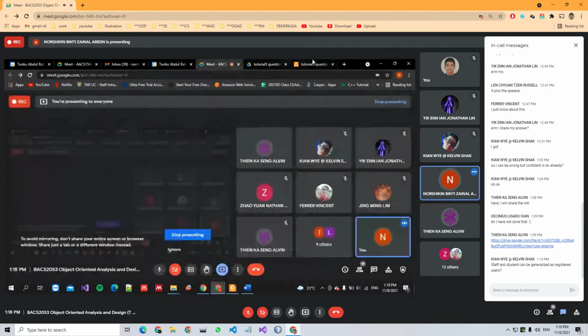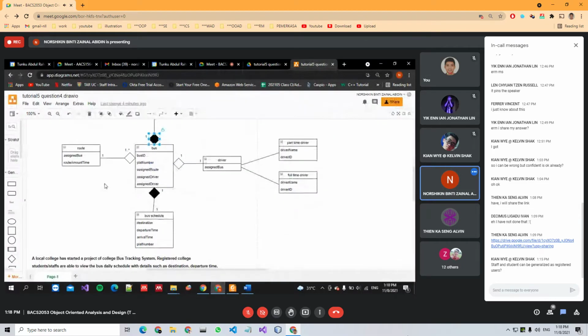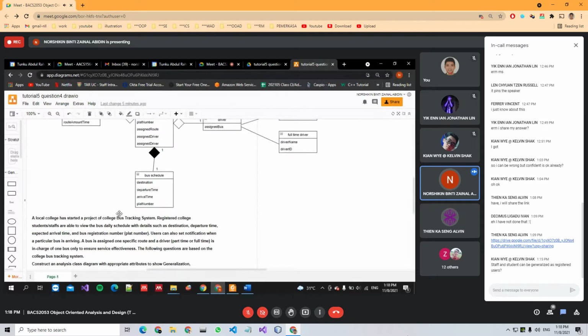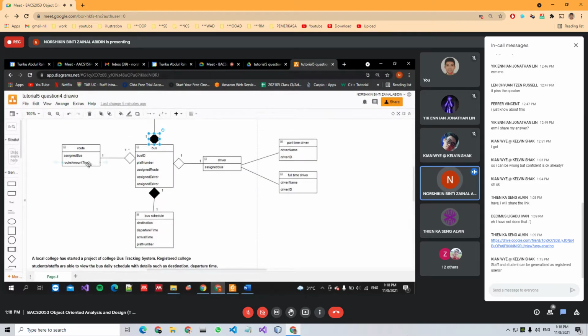Okay, so next, between the bus and the road. According to the question, every bus can have only one road, and one road can have one or many buses. This is the multiplicity. So the bus can only use one road, one way, one path, but the road can be used by one or many buses. This is a correct multiplicity.